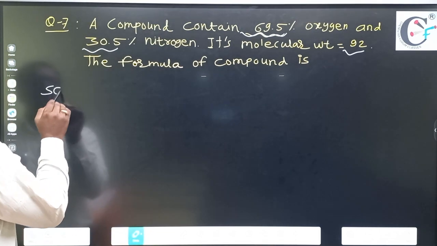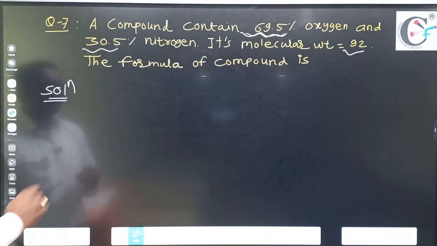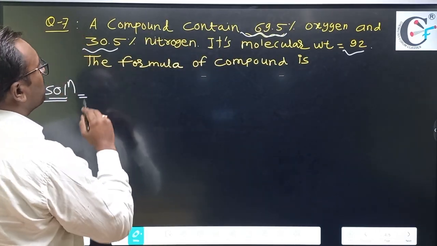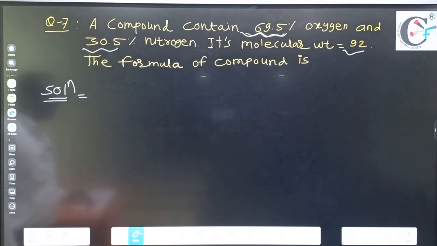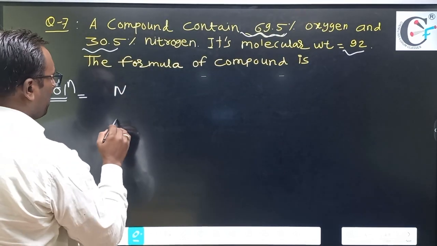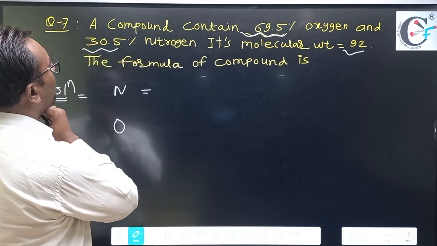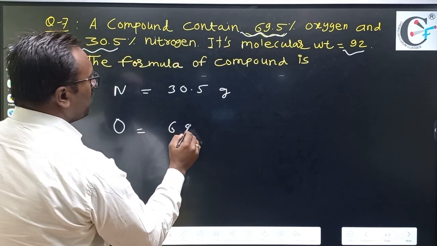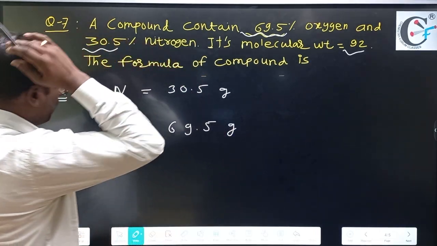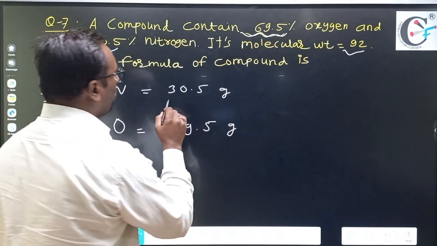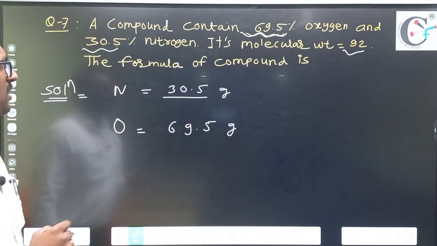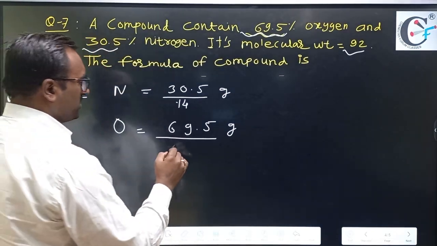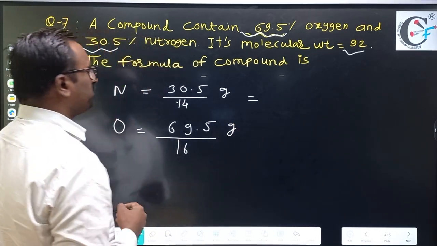So, how to solve? Again perform the same steps which we have followed. First step, convert this percent quantity into gram quantity. We have nitrogen and oxygen. Nitrogen is given as 30.5 gram, and oxygen is 69.5 gram. Now, convert this gram quantity into mole. So, how to convert into mole? Divide by its molar mass. Molar mass of nitrogen is 14 and molar mass of oxygen is 16.